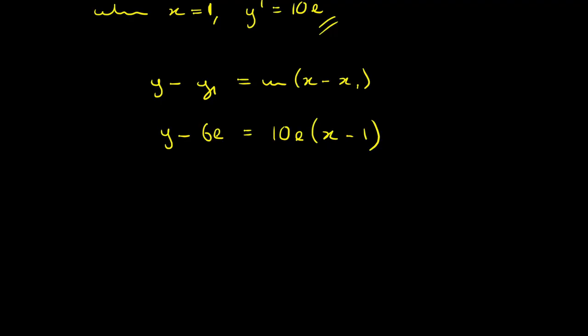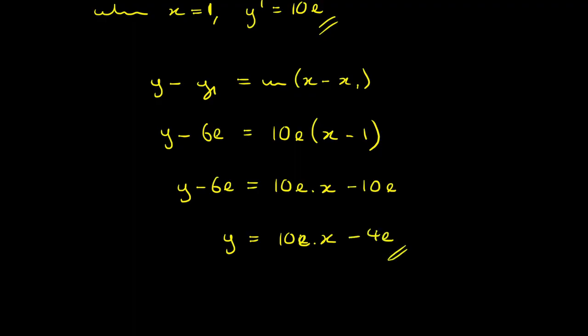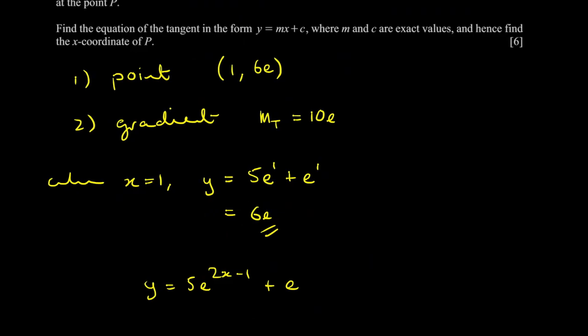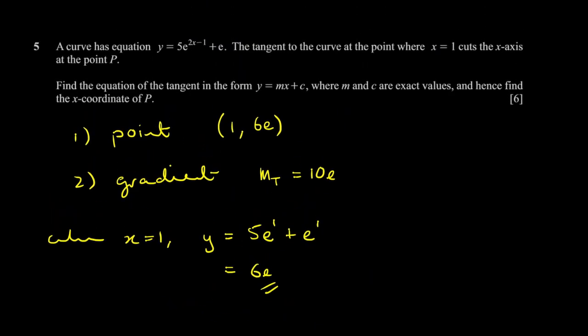So if I was to expand this, I get y minus 6e is equal to 10e times x minus 10e. And if I add 6e to both sides, I get y is equal to 10e times x minus 4e. Okay, so I think that's got it in the form y equals mx plus c. So our m there is 10e and our c is negative 4e. And what else were we asked to find? Yeah, I've done that. Hence find the x-coordinate of P.